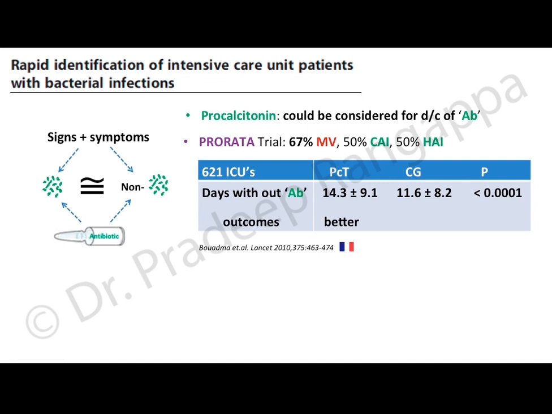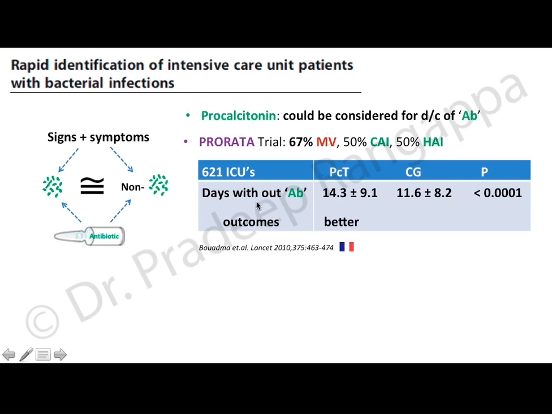Evidence comes from this PRORATA trial which came from the French group. This is a landmark trial which included patients, 67% of them mechanically ventilated, 50% with community acquired infections, and 50% with hospital acquired infections. It was a big study involving 621 ICUs. Here they looked at procalcitonin as a tool to stop antibiotics. This is the group where procalcitonin was used to stop antibiotics. The control group is where antibiotics were continued.